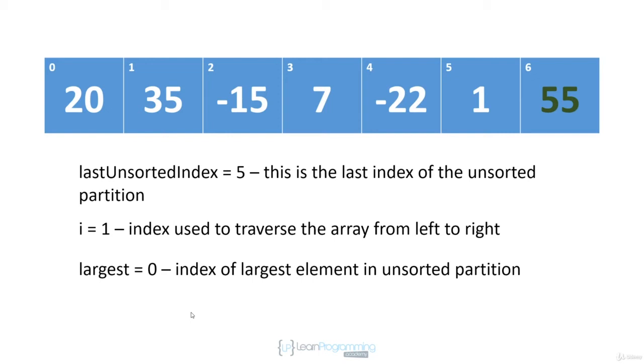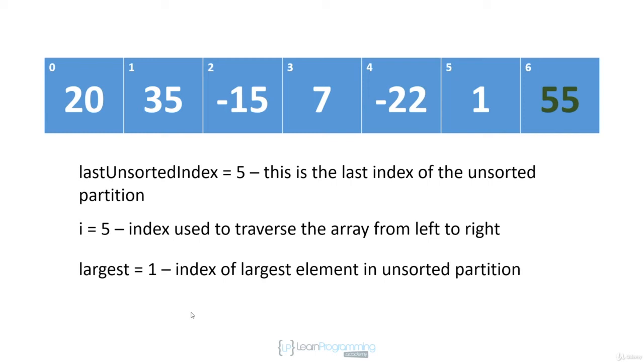So we're going to compare 35 against 20. 35 is greater than 20, so we're going to set largest to 1. Now we increment i to 2, and we compare minus 15 against 35, because 35 is now the largest element. Minus 15 is less than 35, so we just increment i to 3. 7 is less than 35, so we just increment i to 4. Minus 22 is less than 35, so we just increment i to 5. And of course, 1 is less than 35, and at this point, i equals the last unsorted index, so we have completed our second traversal of the array.